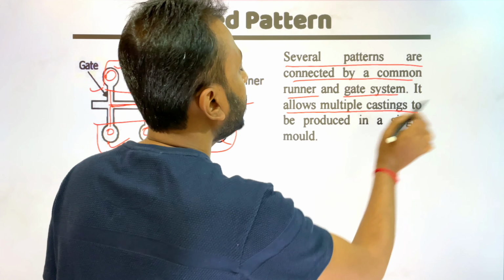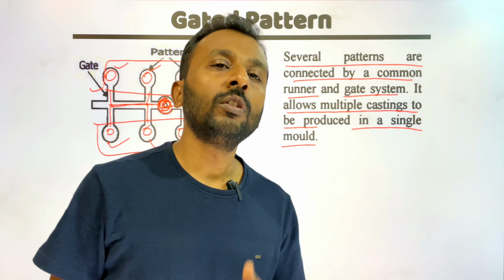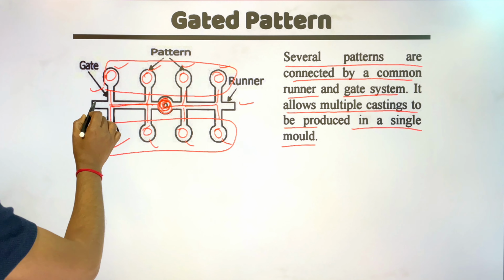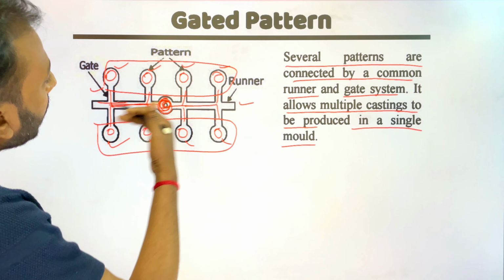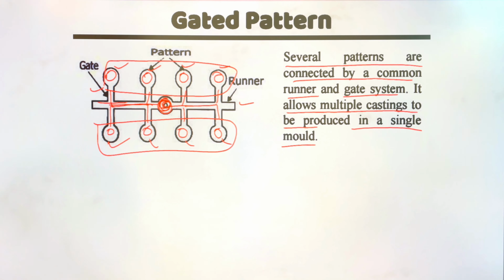It allows multiple castings to be produced in a single mold. So in a single mold we are creating multiple products, and the single gate is connected to the multiple patterns. It is called a gated pattern. It is also used for mass production.